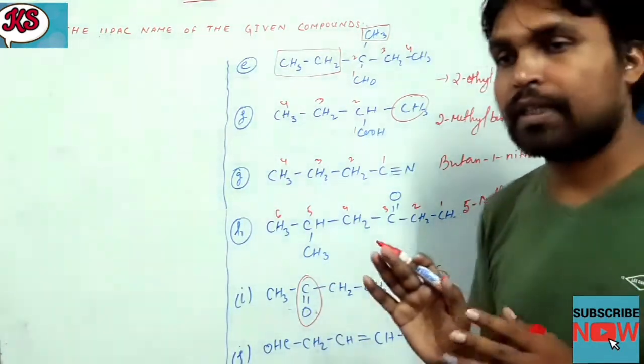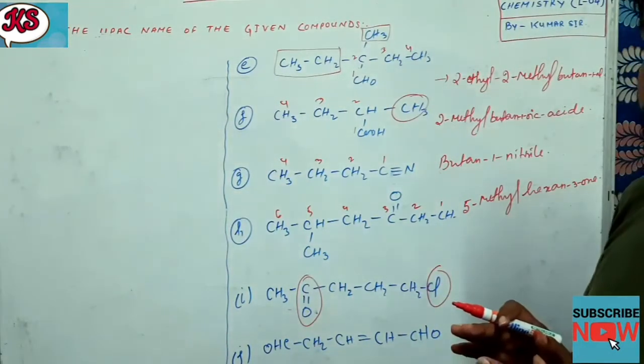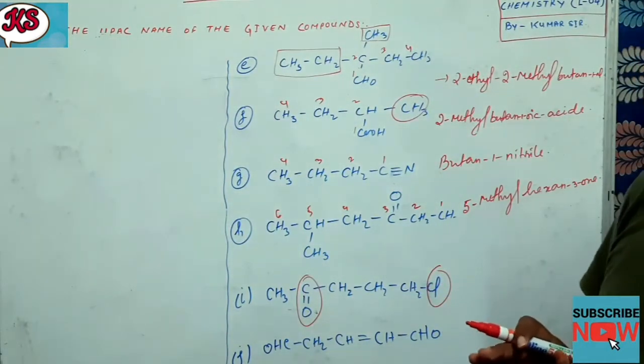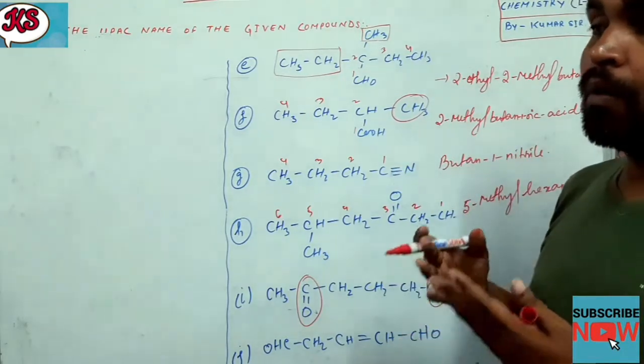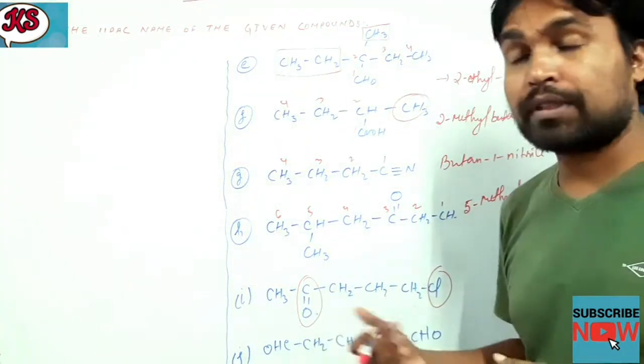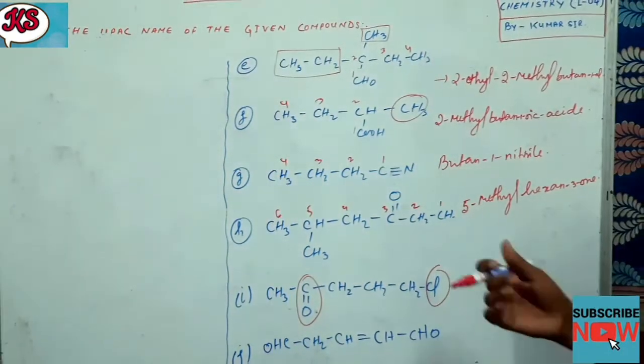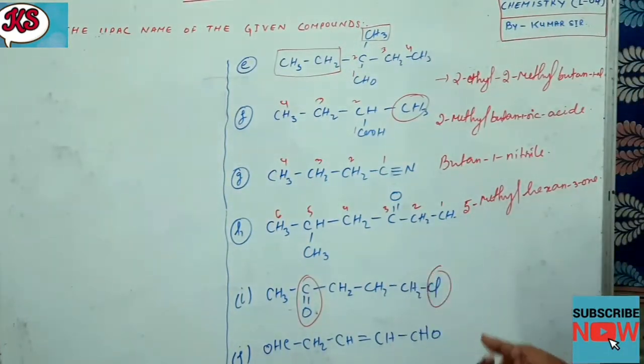I will give you the list of which one to give first preference. If more than 2 or 3 functional groups are present, then which one we will be giving the first preference, that list I will give you. Okay, after this, questions I will give you.